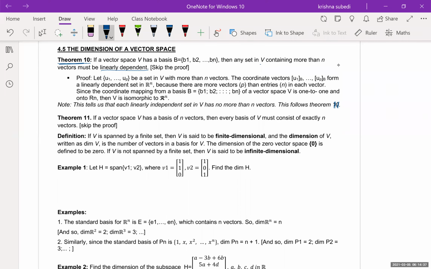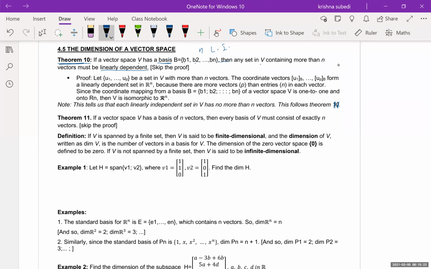Now remember, we defined basis in our last class. Basis means efficient vectors, so linearly independent vectors. Okay, so if a basis for vector space V is B sub 1, B sub 2, all the way up to B sub n, that means there are n linearly independent vectors. Then if you add any other vector, let's say B sub n plus 1, for example, then this is linearly dependent now. Okay, so any other extra vectors will be linearly dependent. That's what Theorem 10 tells us.